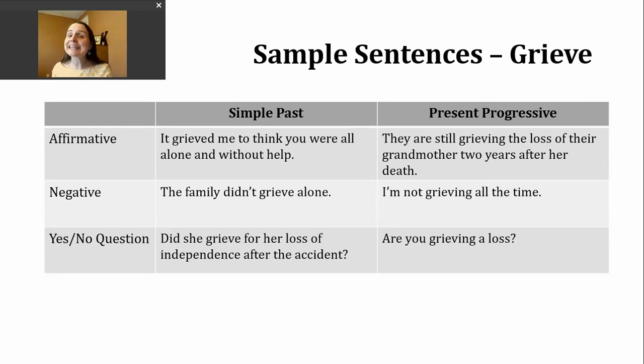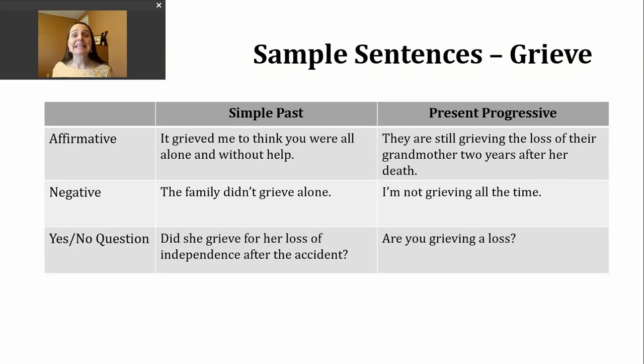Now, if you want to make a negative present progressive sentence, you want to insert not after your be verb. Here's another example. I'm not grieving all the time. This is also true, right? We might have really happy moments, fun moments, but then we can also have these really intense sad feelings and sad moments as we deal with the loss of a loved one.